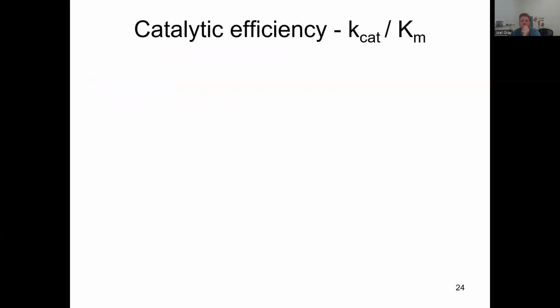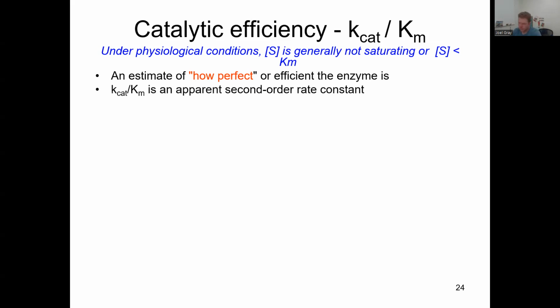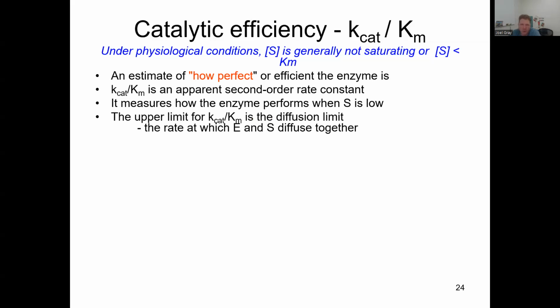Catalytic efficiency is something that we are concerned with and we want to know about because we ultimately want very efficient enzymes. And a way that we can determine catalytic efficiency is by comparing the catalytic activity of an enzyme, or your Kcat, over Km. It's an estimate of how perfect or efficient the enzyme is. Kcat over Km is an apparent second order rate constant. It measures how the enzyme performs when substrate concentration is low. The upper limit for Kcat over Km is the diffusion limit, the rate at which enzyme and substrate diffuse together.